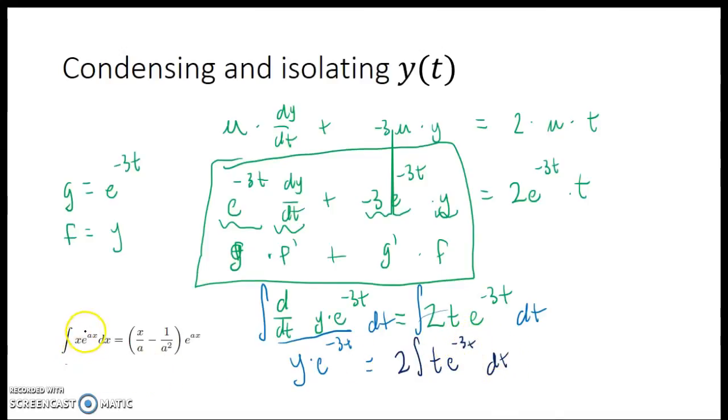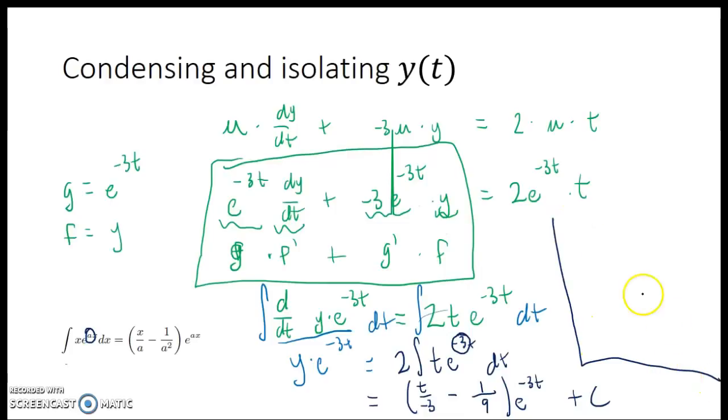And I can identify the components. I see a, and I see my a right there. And instead of using x, I'm going to use t. So the integral of this is going to be quantity t over a, which is negative 3, minus 1 over a squared, which is negative 3 squared is 9, times e to the negative 3t, e to the ax. And then, of course, I need my plus c term on here because now I am actually solving the differential equation and I need that arbitrary constant.